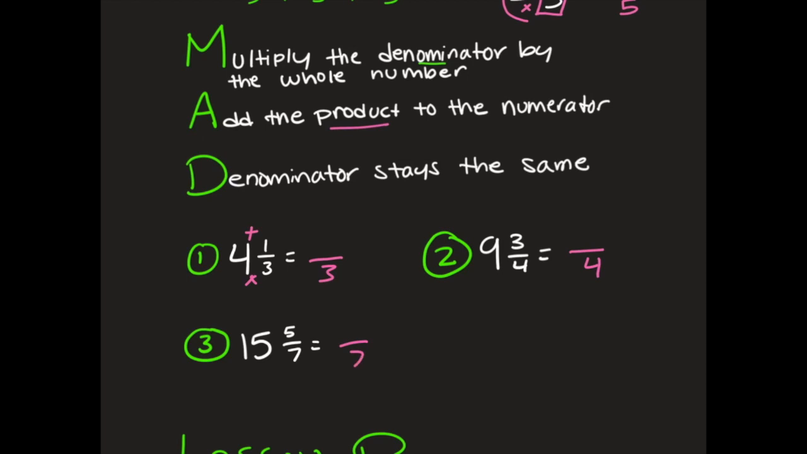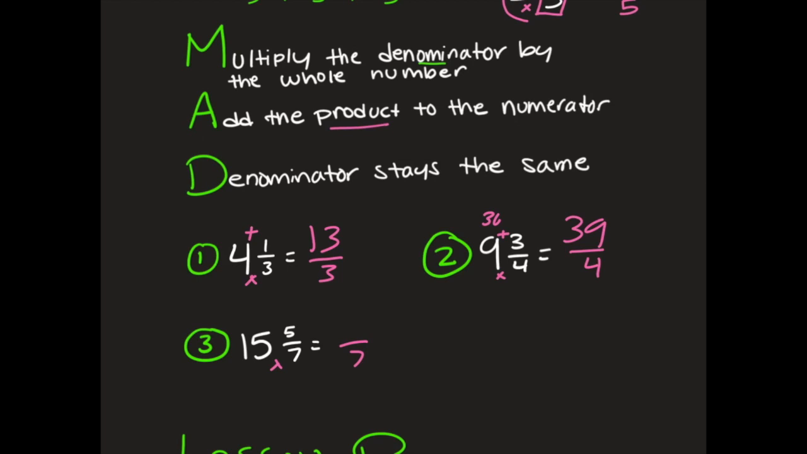All right, multiply and add. 3 times 4 is 12, plus 1 is 13. Done. Multiply and add, denominator stays the same. All right, the next one. 4 times 9 is 36, plus 3 is 39. Remember, multiply and add. All right, the last one.